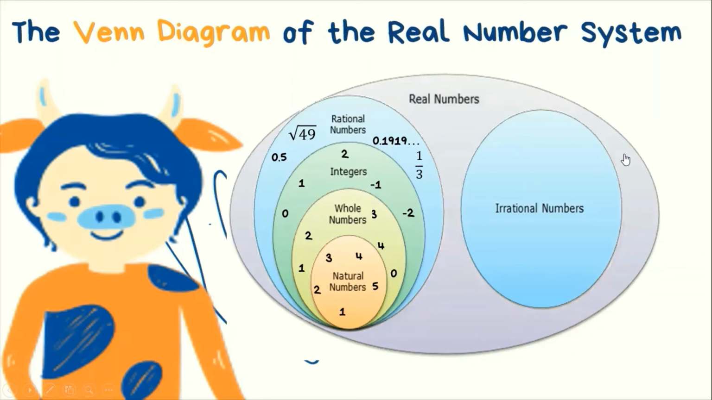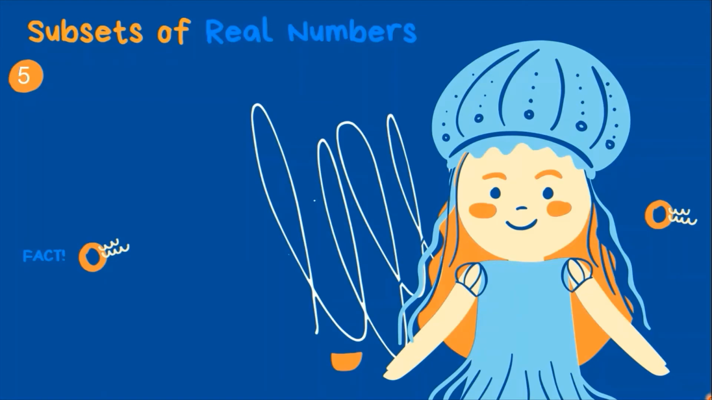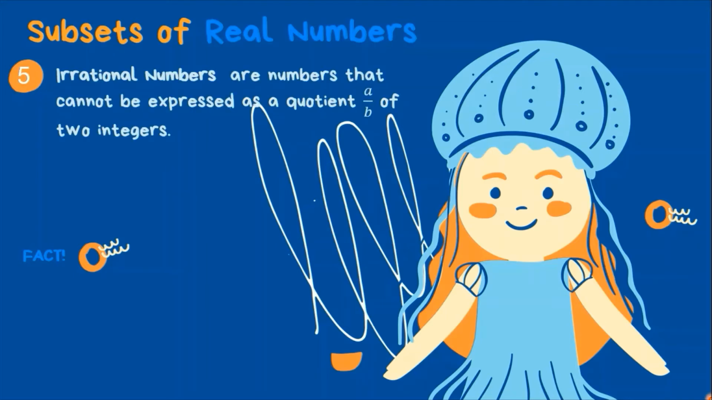Ang kabaliktaran nito ay ang mga irrational numbers. Irrational numbers are also real numbers. This is the fifth subset of real numbers. Irrational numbers are numbers that cannot be expressed as a quotient of two integers a over b. This is the total opposite of rational numbers.